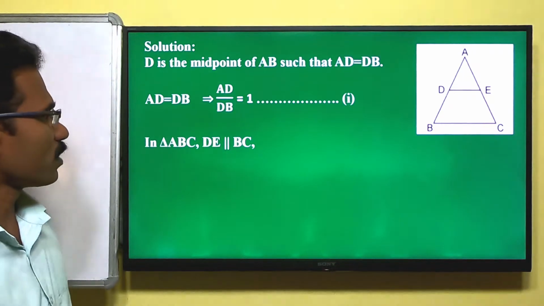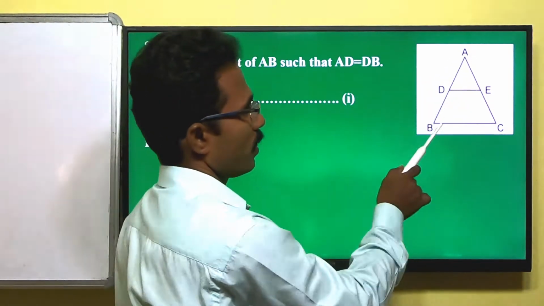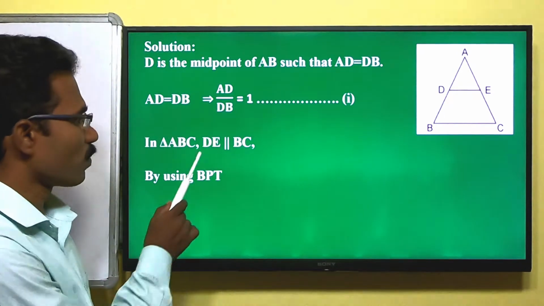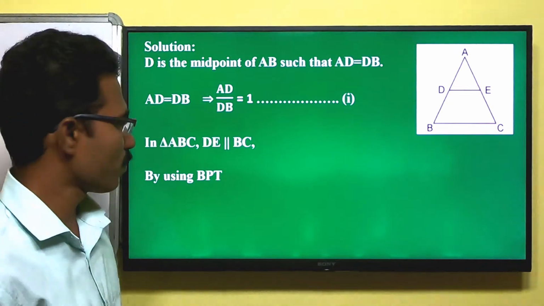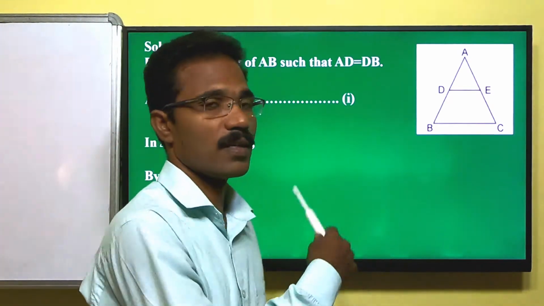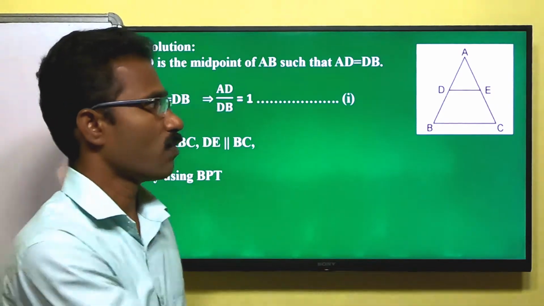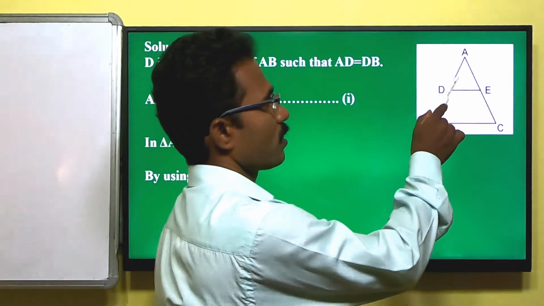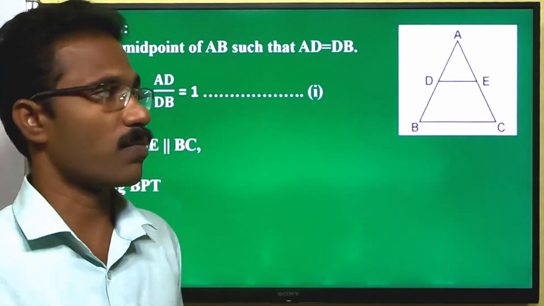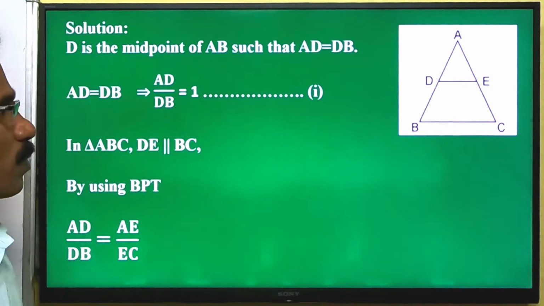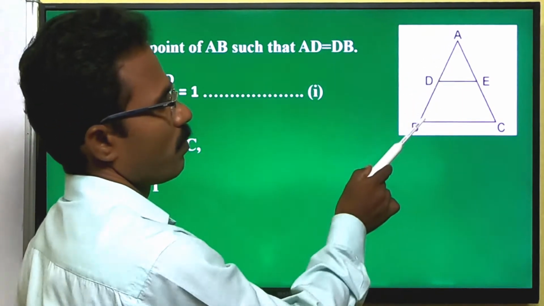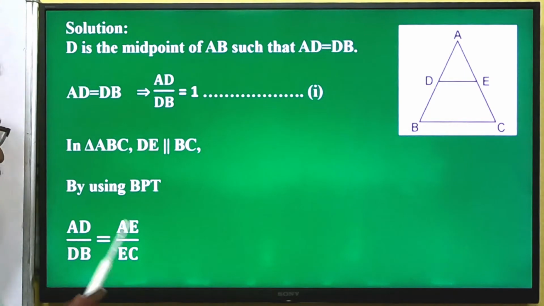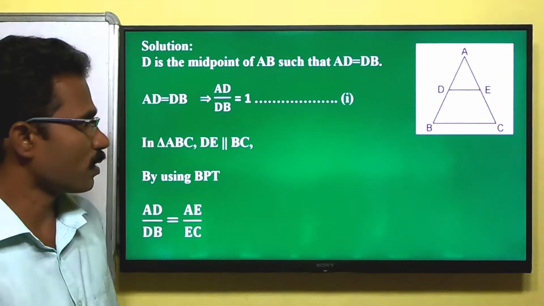In triangle ABC, DE parallel BC, that is already given in the sum. Using basic proportionality theorem, what it says is, if a line is drawn parallel to one side of a triangle, then this divides the other two sides in the same ratio or the same proportion. So using basic proportionality theorem, AD upon DB equal to AE upon EC.